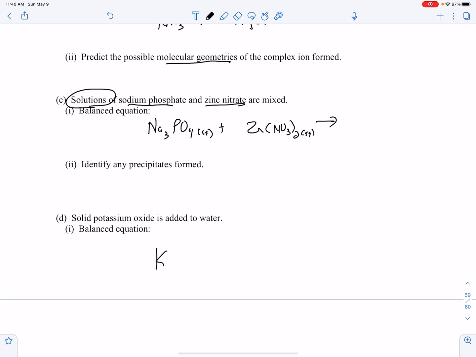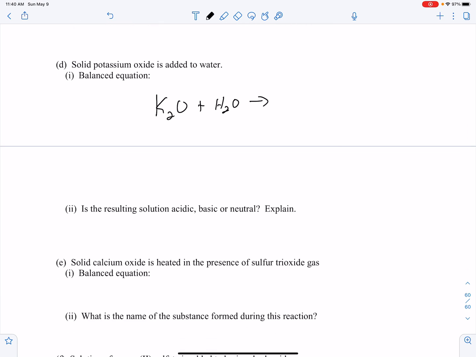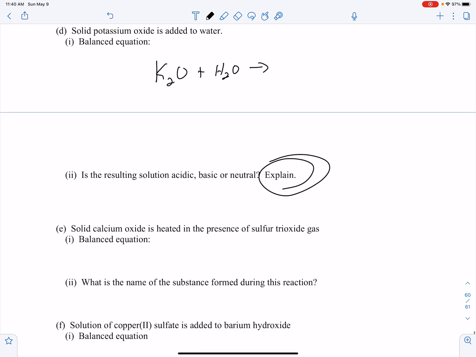Solid potassium oxide is added to water. This is a synthesis reaction. You should get one singular product. Now you do have to keep in mind, though, that there is water. So if that product is water soluble, you do need to break it apart into ions and then balance it. Is it acidic, basic, or neutral? And explain. Do not forget to explain. We're in acids and bases. It should make that a lot easier.